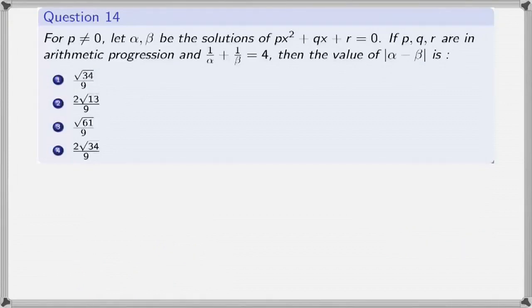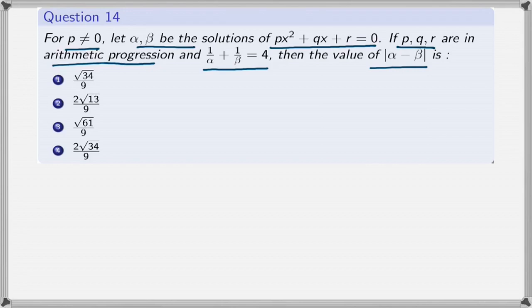Let us now look at this question. Here we have p to be a non-zero number, and then we have the quadratic equation px square plus qx plus r is equal to 0 with the property that p, q and r are in an arithmetic progression. We are given that alpha and beta are the solutions of this given quadratic equation with the property that 1 by alpha plus 1 by beta is equal to 4. We have to find out the value of modulus of alpha minus beta.